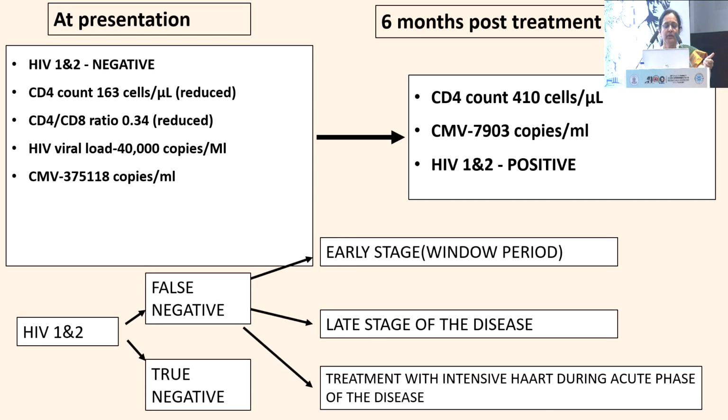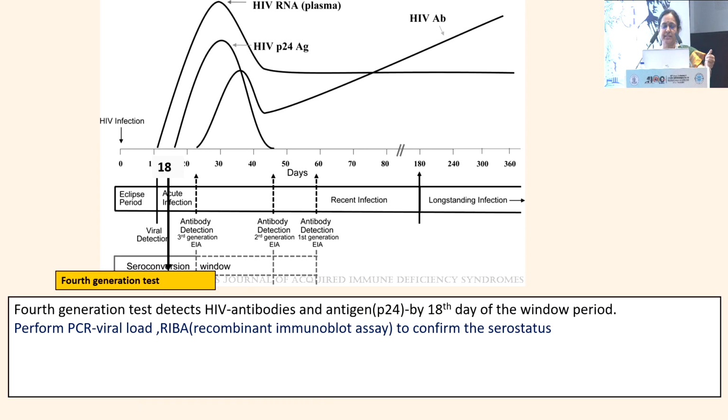So HIV 1 and 2 tests can be false negative in the early stage of the disease, in the window period of the infection, or in the late, end stage of the disease as seen in our case, or in case of treatment with intense HAART during the acute phase of the disease. So it is important to find out this false negative in HIV infected end stage AIDS.